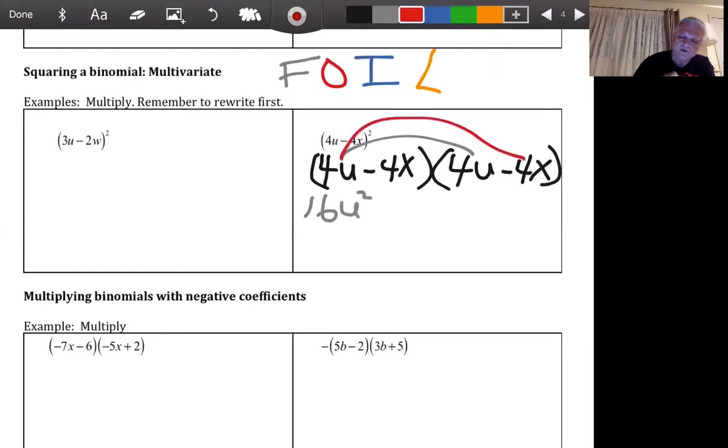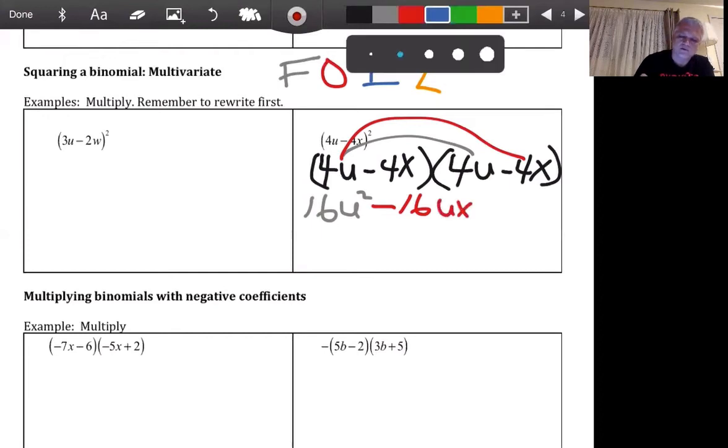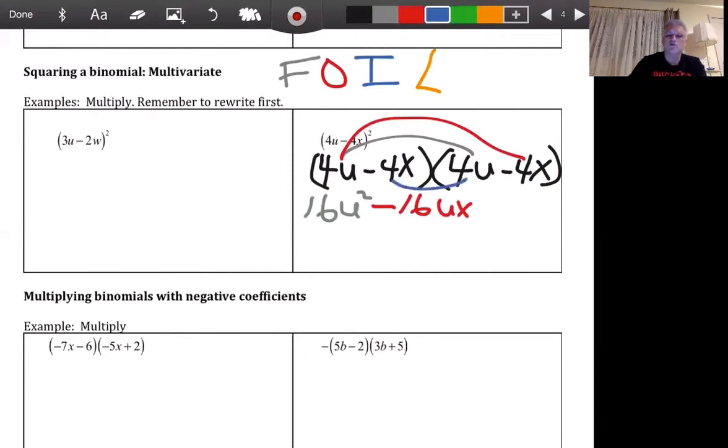Outer. 4u times minus 4x. Do not forget that minus in there. So 4 times negative 4, or 4 times minus 4, is minus 16. U times x is ux. It's ux. Okay, the inners, we're going to do the same thing. Minus 4x times 4u, which is what we just did. So it's again minus 16ux.